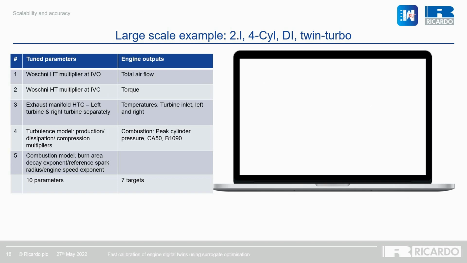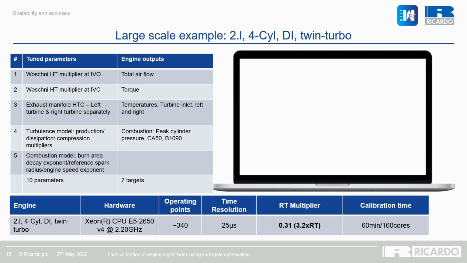Altogether, we have 10 tuned parameters. The engine outputs total airflow, torque, two control temperatures, turbine inlet left and turbine inlet right, and combustion parameters: peak cylinder pressure, crank angle for 50 degrees burn, and burn duration 10 to 90. The engine runs at 0.31 real-time multiplier on Xeon E5 2650 processors, and we're looking at 340 operating points of the map.